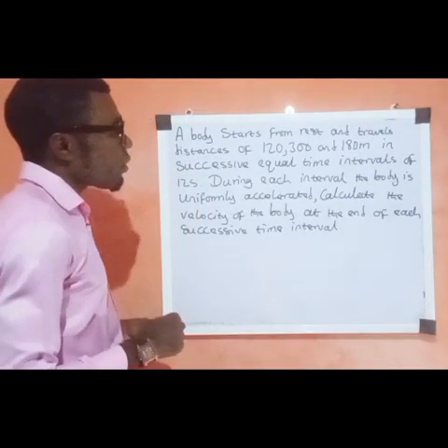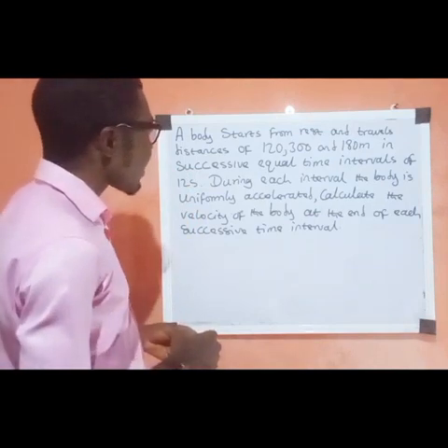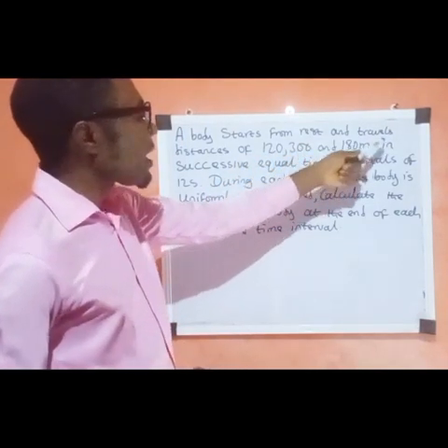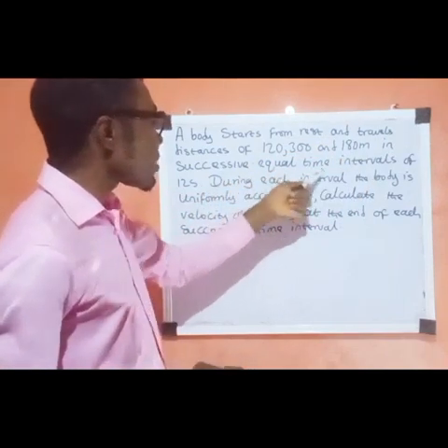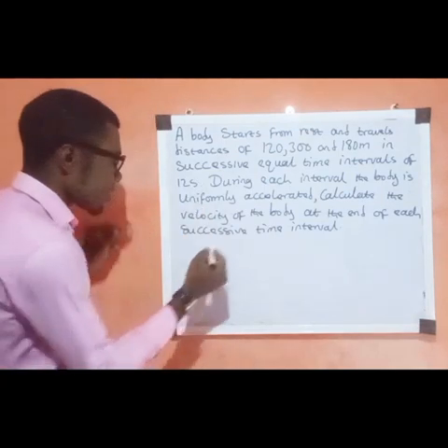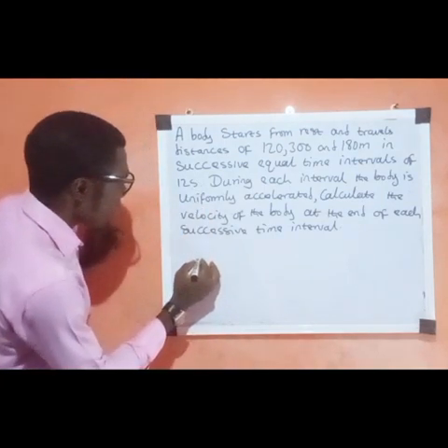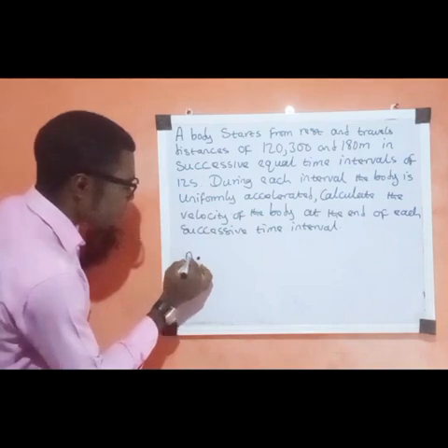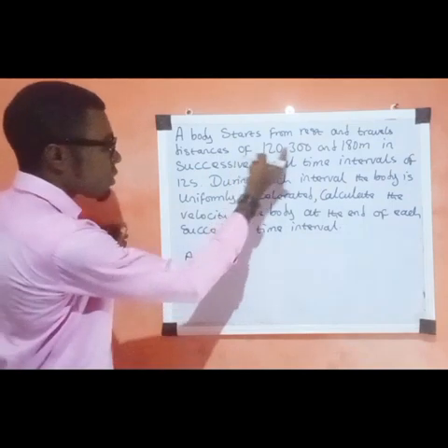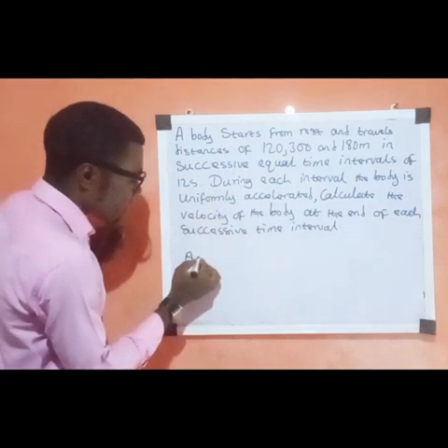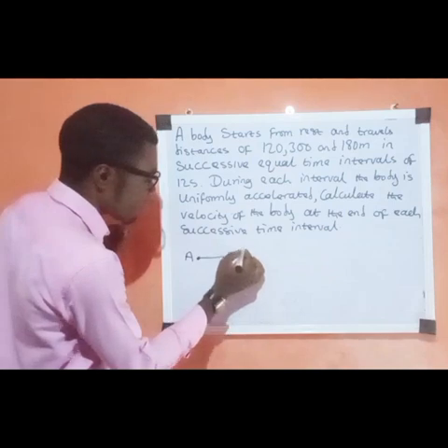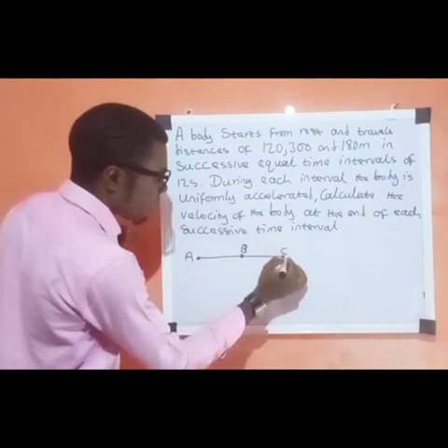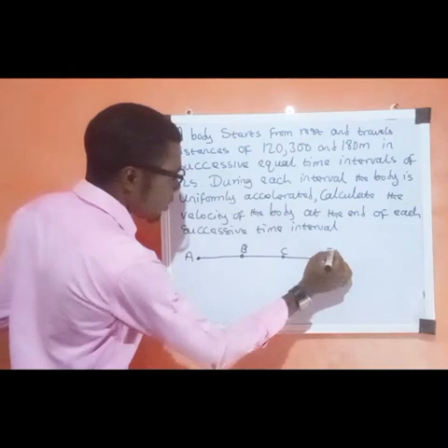A body starts from rest and travels distances of 120, 300 and 180 meters in successive equal time intervals of 12 seconds. Let us begin to interpret it. We have a body that starts from rest. Let's say the point of rest of this body is A, and it moves. We have three successive intervals: the first interval to B, then to C, then to D.